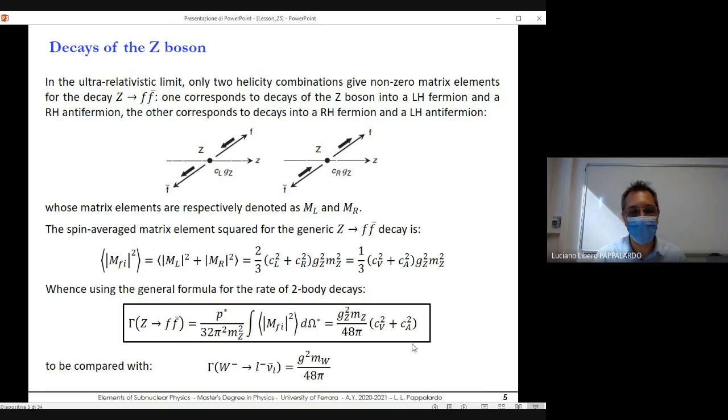Now, we can compare this with the similar expression that we derived two weeks ago for the W decaying into a lepton and the corresponding neutrino. You see the structure is the same. We have the square of the coupling constant, we have the mass of the boson, we have the same constant in the denominator, but in this case we have in addition these terms including the coupling constants. Again, you can express this either in terms of Cb and Ca or in terms of Cl and Cr, with some algebra in between.